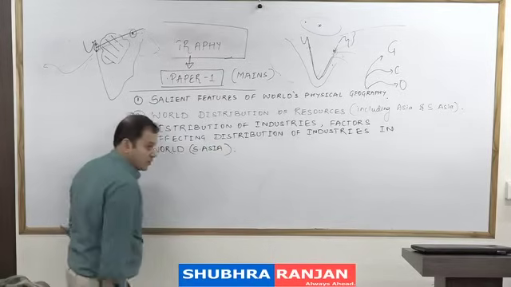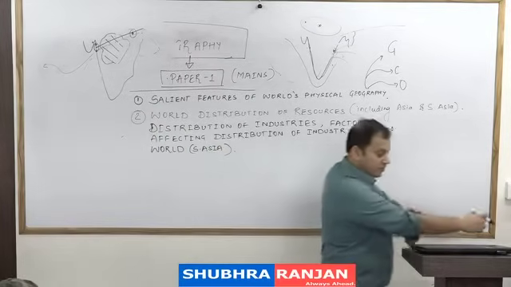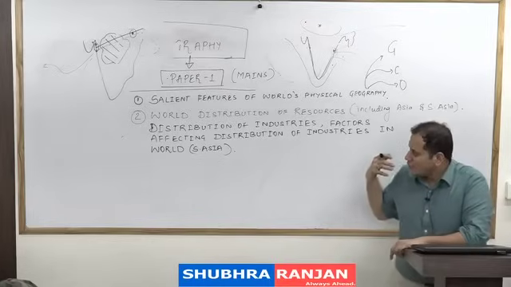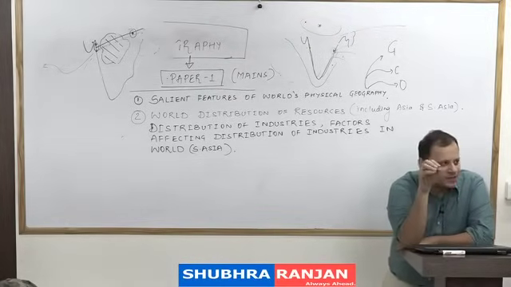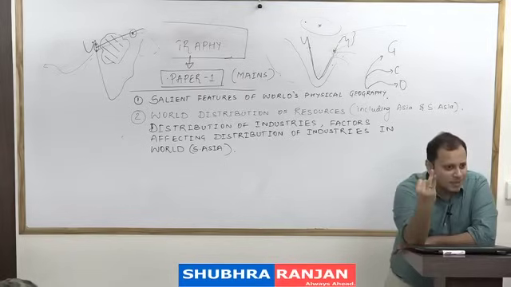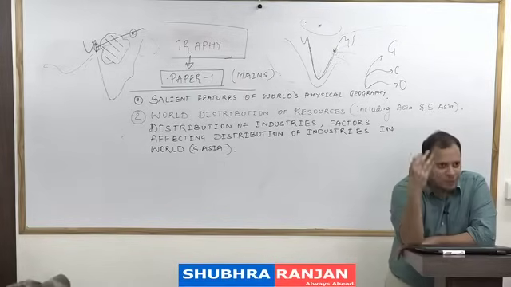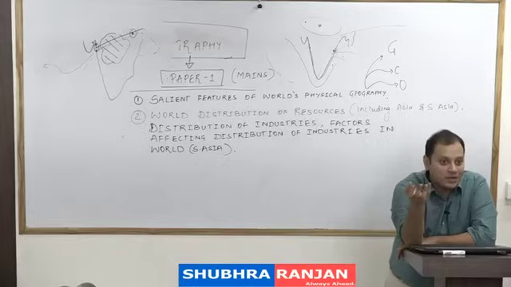Including South Asia. Factors affecting the distribution of industries in the world. So whatever we have discussed, abhi bhi aap likh sakte ho. One of the factor is raw materials. The other factor is market. The third factor is labor. The fourth factor is government policies.